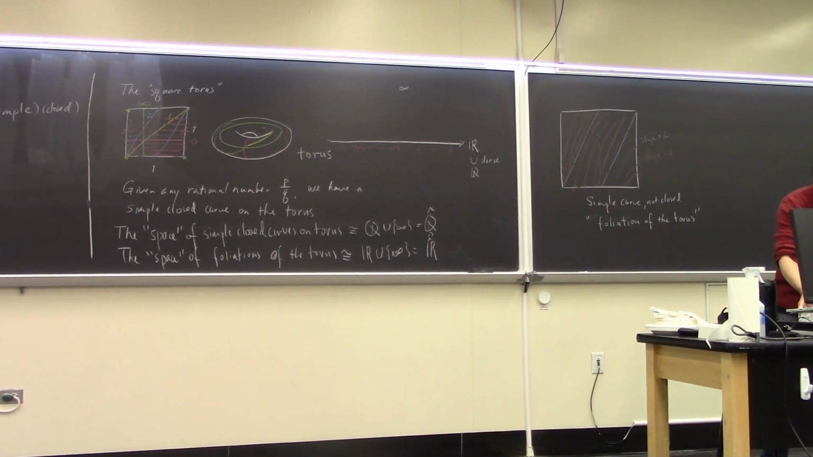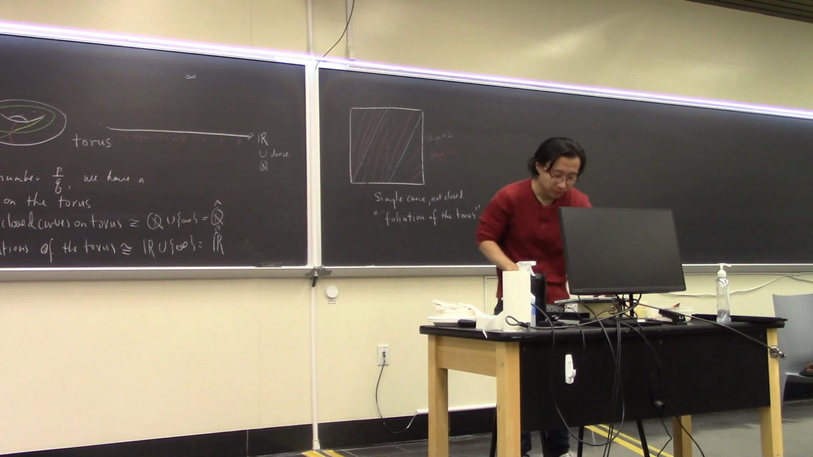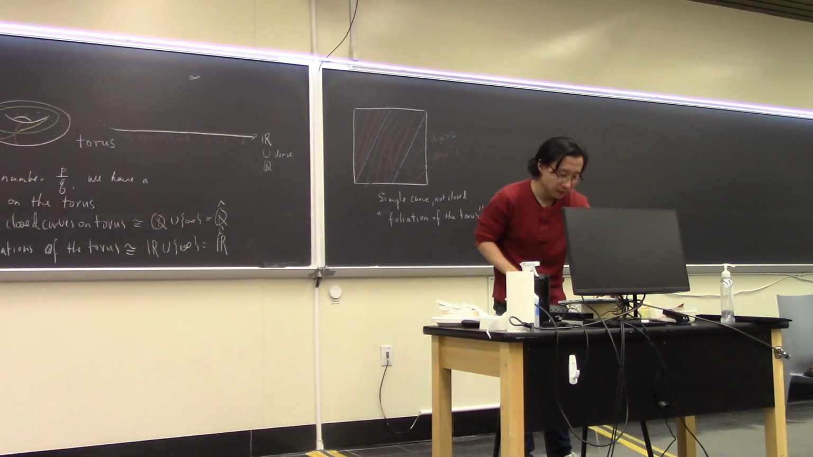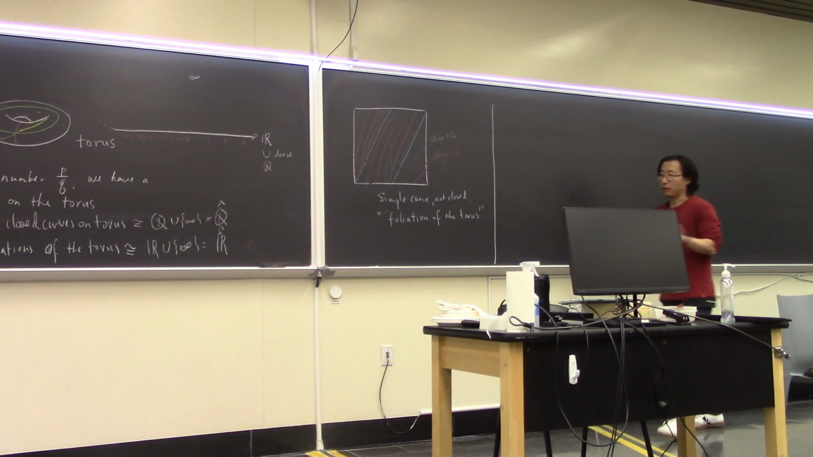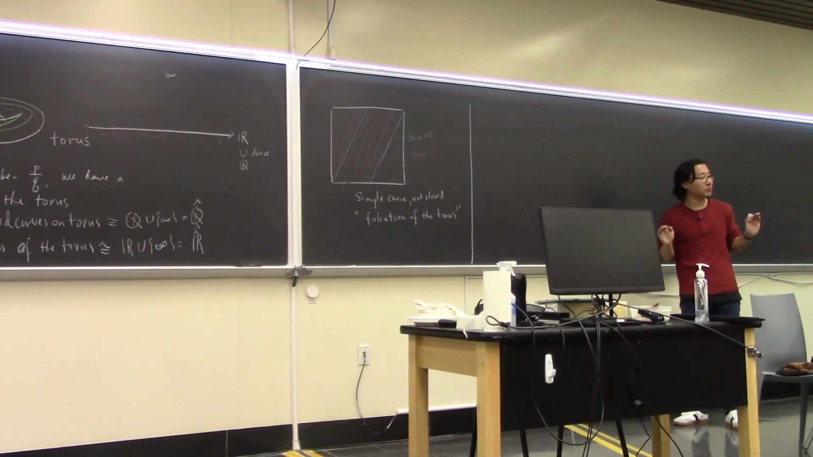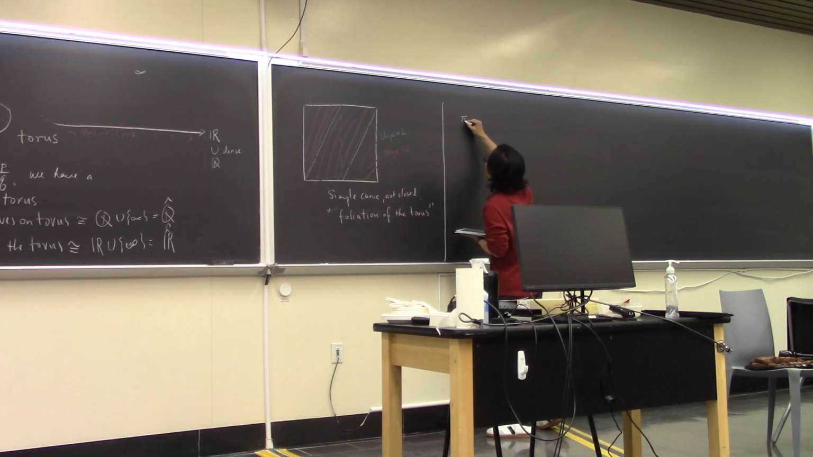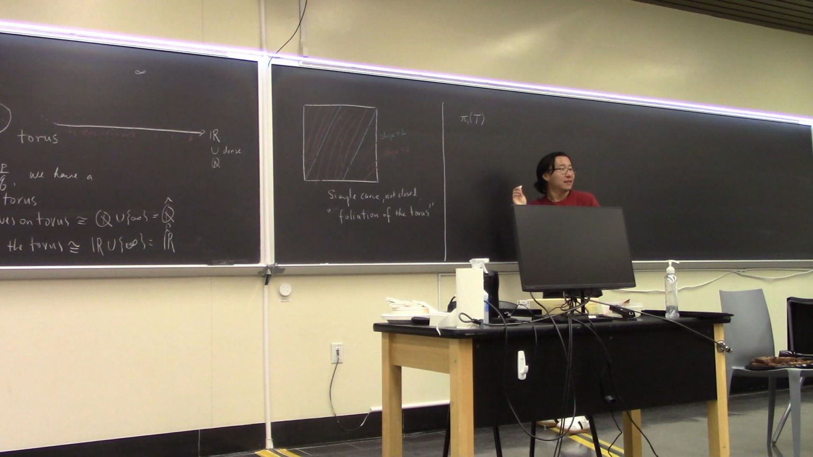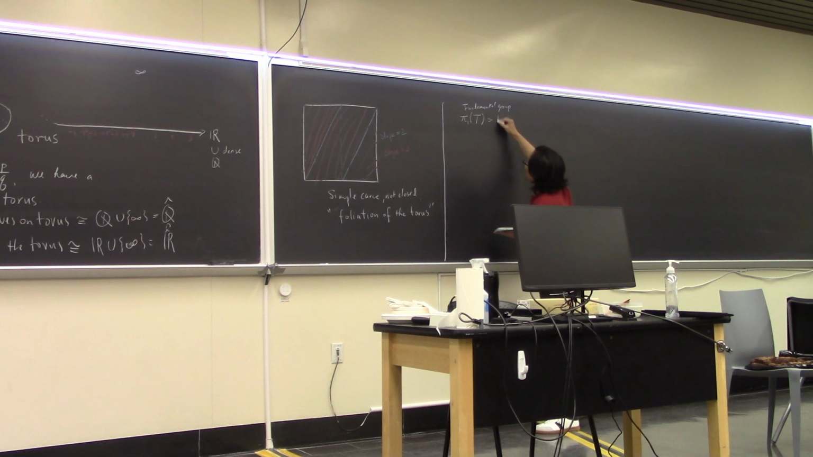Okay. So here's a slightly different perspective. It's okay if you don't understand this. This is only for people who have taken algebraic topology. We all know, or everyone who has taken algebraic topology knows, the fundamental group of the torus is the same as its first homology group with integer coefficients, which is just Z^2.